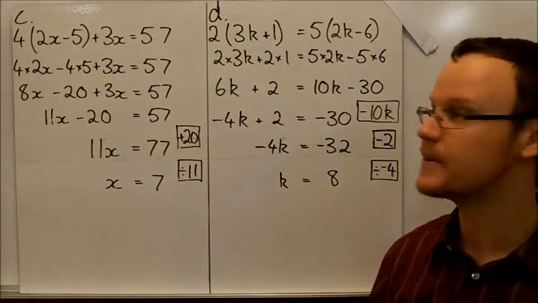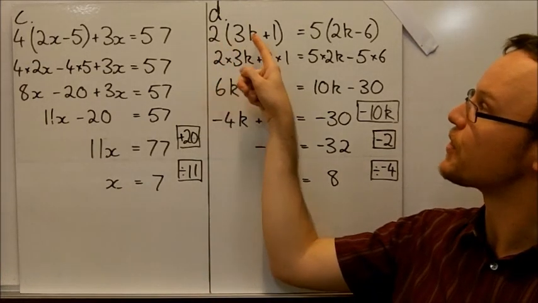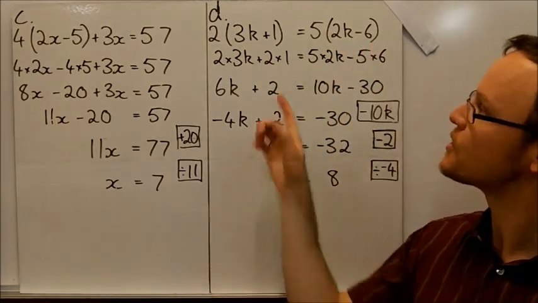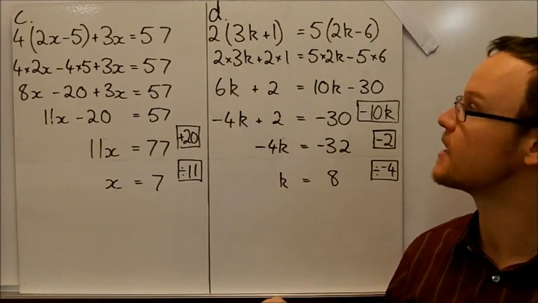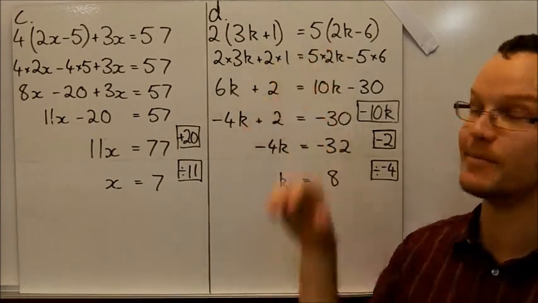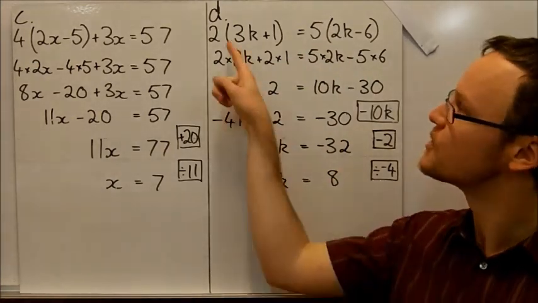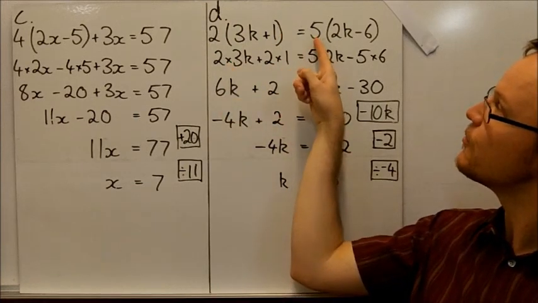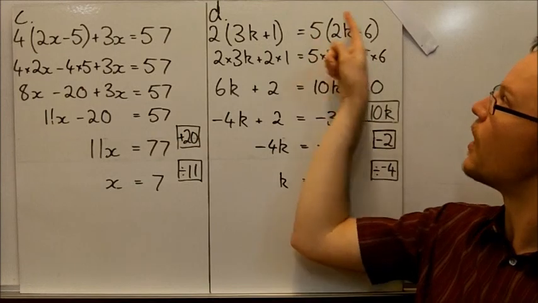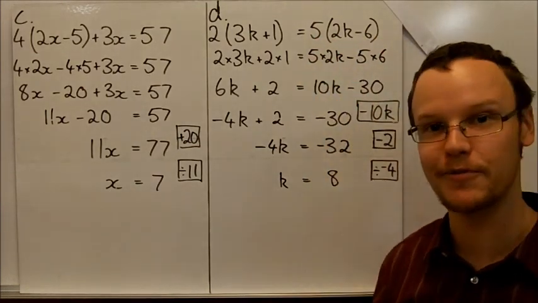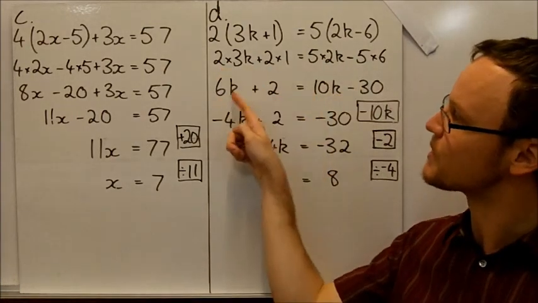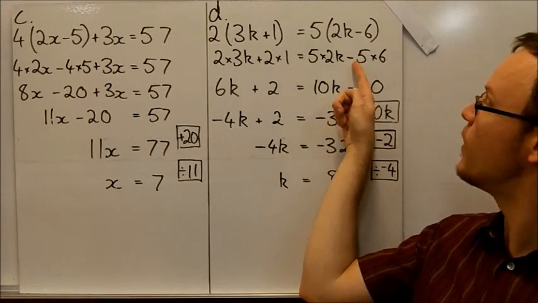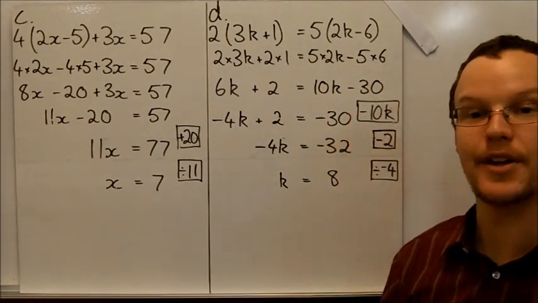Our last problem here, our last example, 2 times 3k plus 1 equals 5 times 2k minus 6. So we've got two sets of brackets here, but we can expand them both using the distributive law at the same time. So 2 times 3k plus 2 times 1, and here 5 times 2k minus 5 times 6. So 2 times 3k is just 6k, 2 times 1 is 2, 5 times 2k is 10k, minus 5 times 6, which is minus 30.